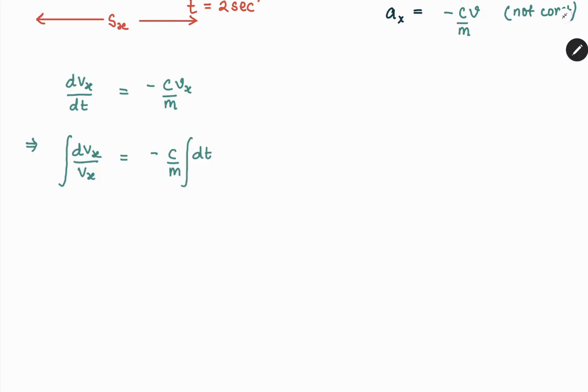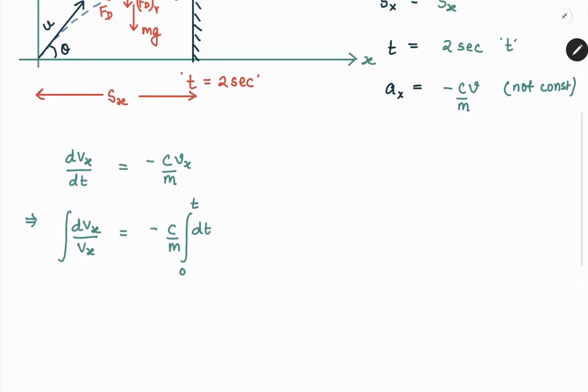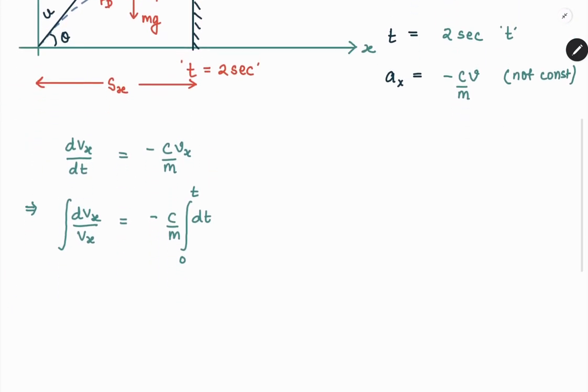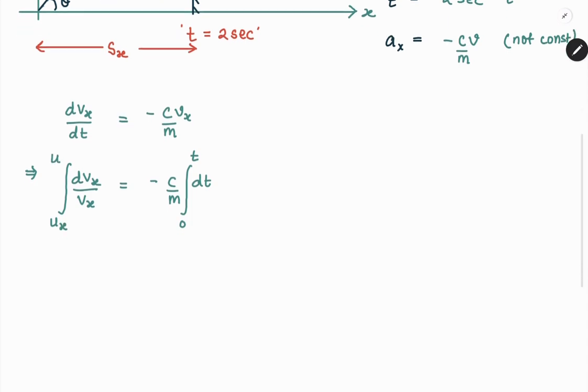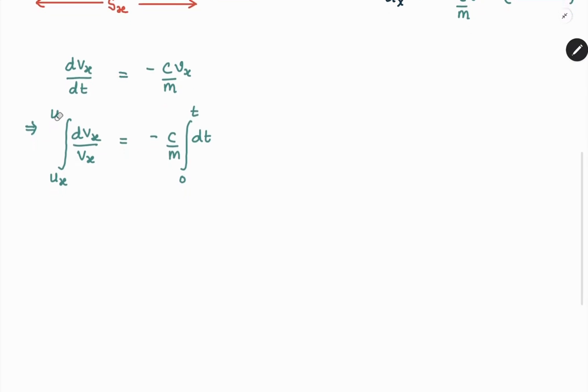We are integrating from time t equal to 0 to a time t, from velocity which we have taken as ux to a certain velocity, let us say v. So we are solving an expression like this to obtain a condition for velocity. Here we can write it as ln of v by ux is equal to minus c by m t, and hence the velocity equation takes the form v equal to ux e to the power minus ct by m.